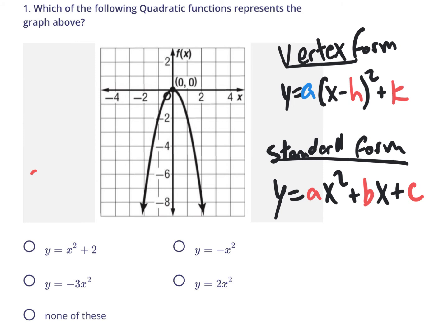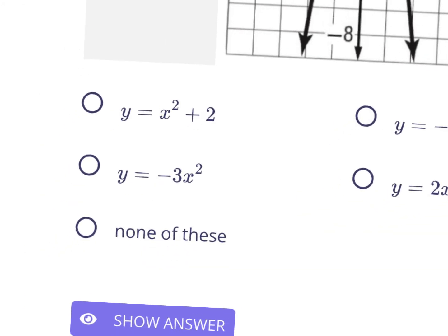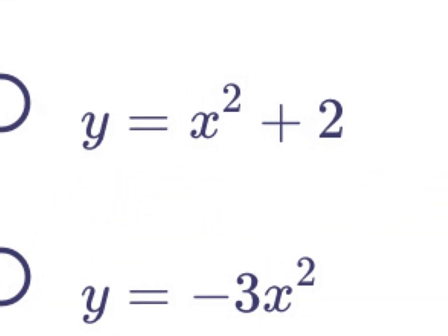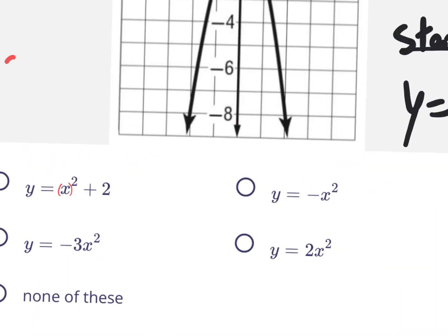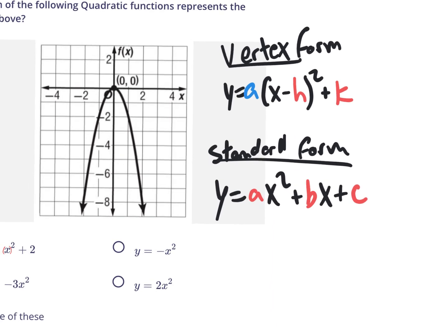Anyway, when we look at these down here, they don't look like vertex form because they don't have parentheses around them. But if you wanted to, you could forcefully put parentheses around the x right there, because there is no other x term. There is no bx term, right? If there were a bx term, like if there were a 5x in there, then you wouldn't be able to put parentheses around the x.